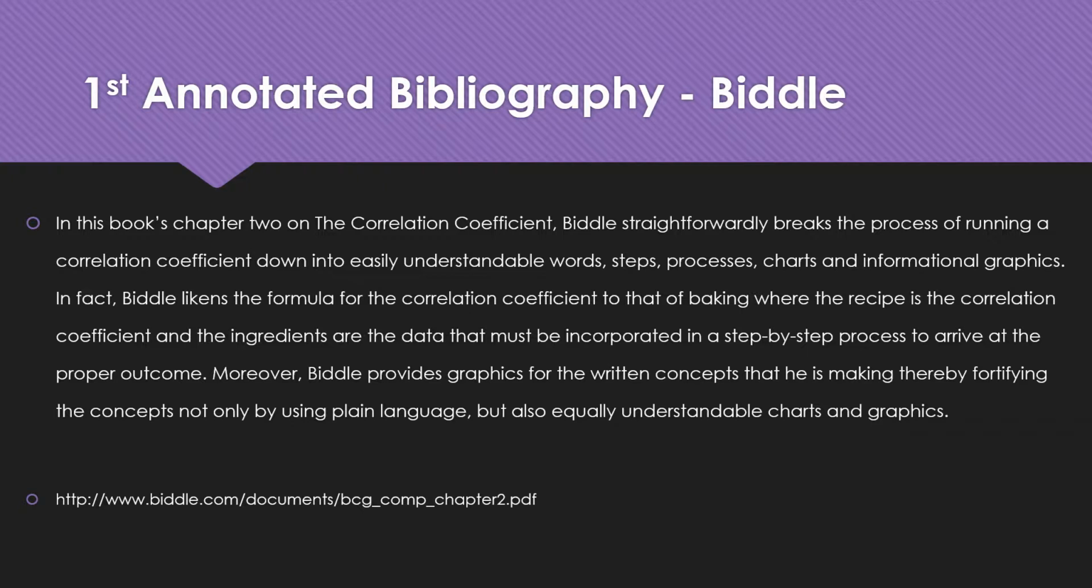In this book's Chapter 2 on the correlation coefficient, Biddle straightforwardly breaks the process of running a correlation coefficient down into easily understandable words, steps, processes, charts, and informational graphics. In fact, Biddle likens the formula for the correlation coefficient to that of baking, where the recipe is the correlation coefficient and the ingredients are the data that must be incorporated in a step-by-step process to arrive at the proper outcome.